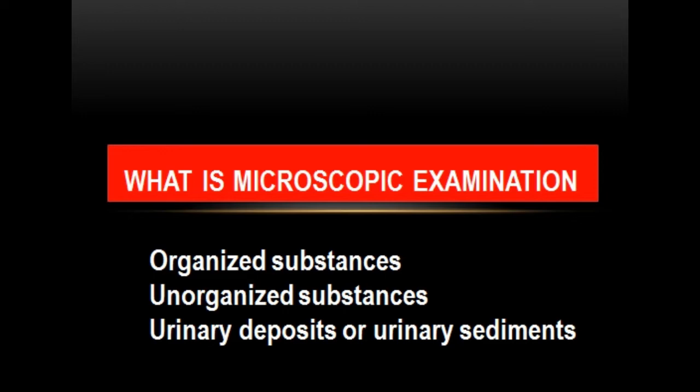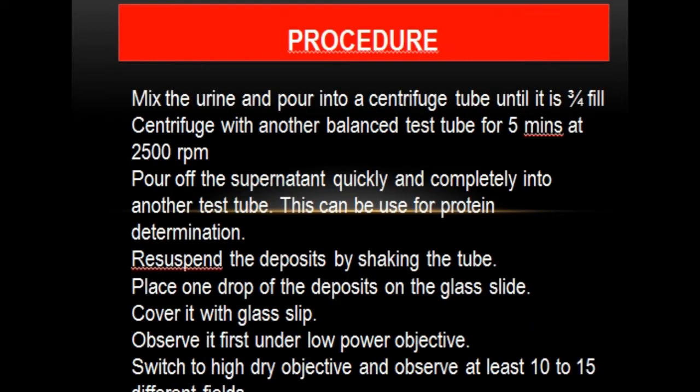First we mix the urine evenly and pour it into a centrifuge tube until it is 3/4 filled. This urine is placed in a centrifuge, and if you know the management of the centrifuge, it is that the centrifuge runs in such a way that two parallel tubes are inserted in the centrifuge machine.